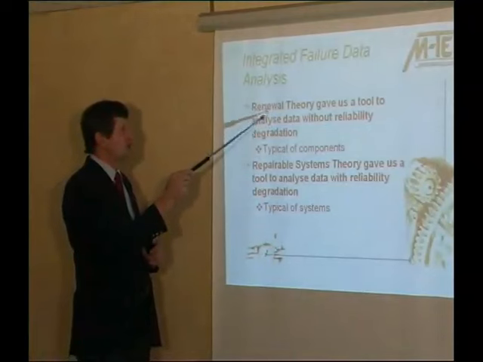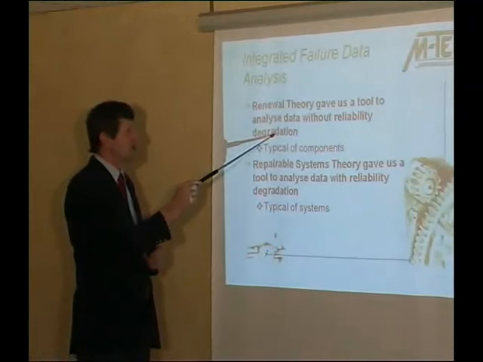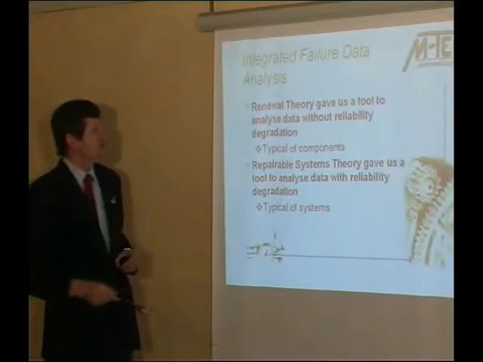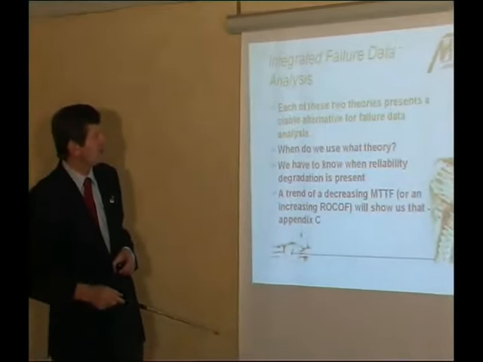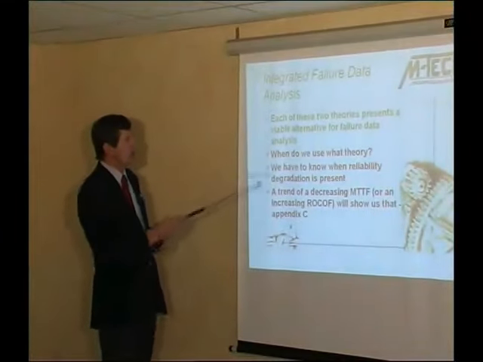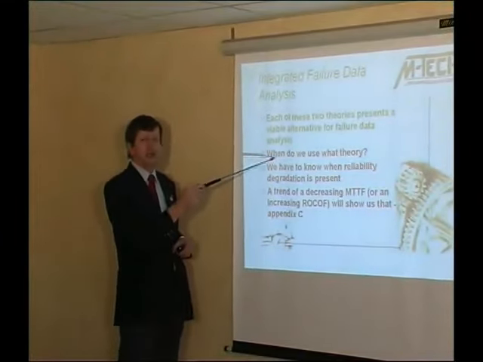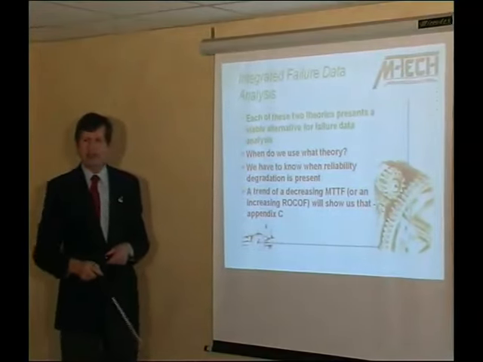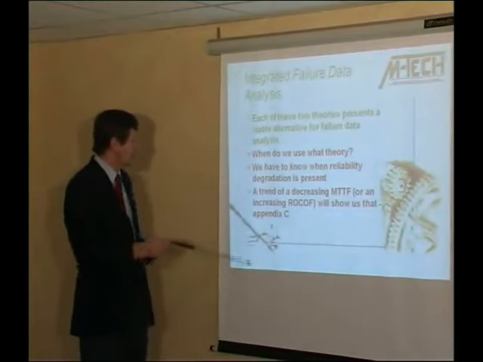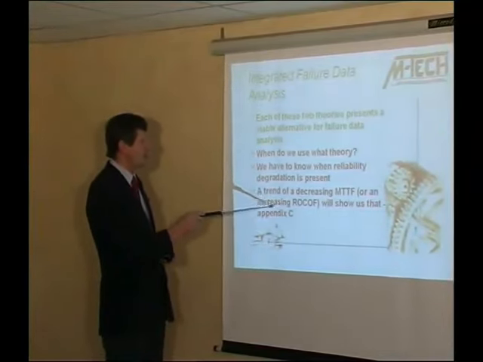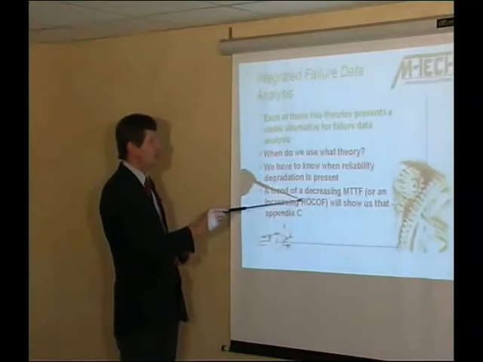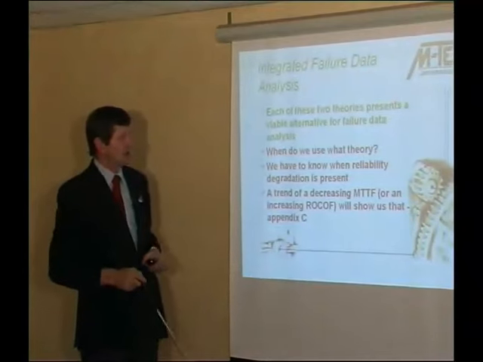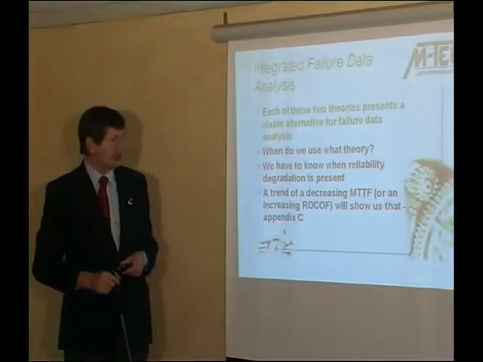For this type of data, we make use of renewal theory. For this type of data, we make use of repairable systems theory. So the question is then, when do we use what theory? We've really already answered this. We have to know when reliability degradation is present. And we say that a trend of a decreasing mean time to failure or an increasing ROCOF, in other words, we're going to work with a ROCOF, will show us that. And that is described in Appendix C.